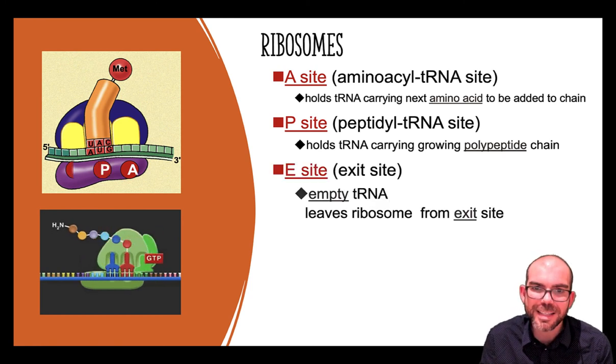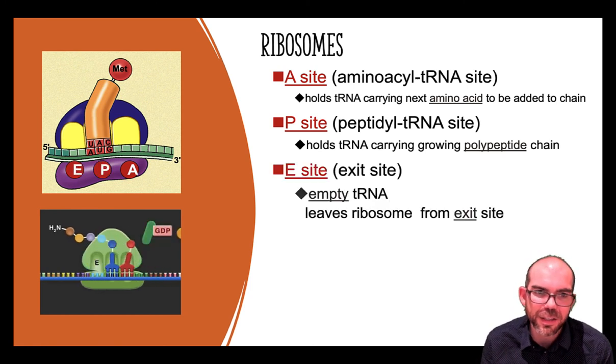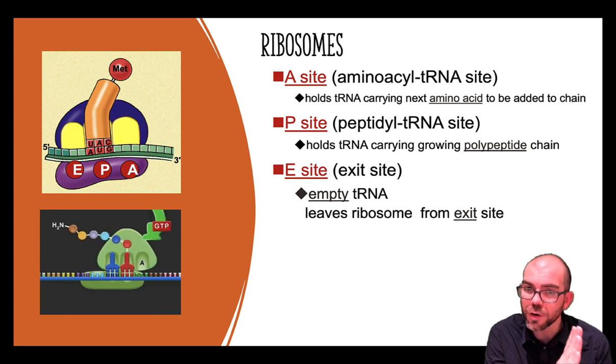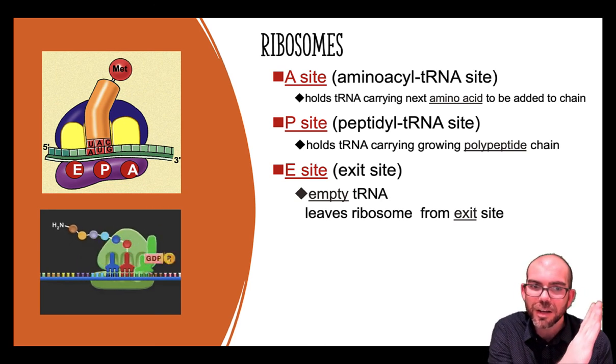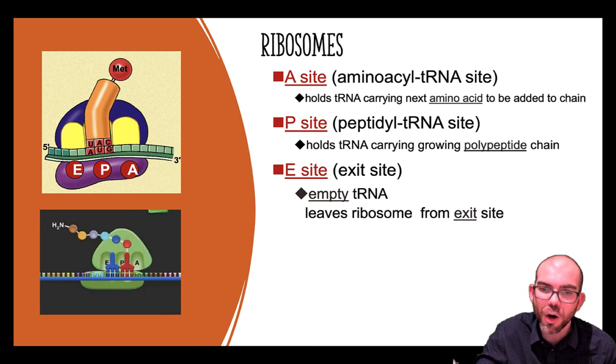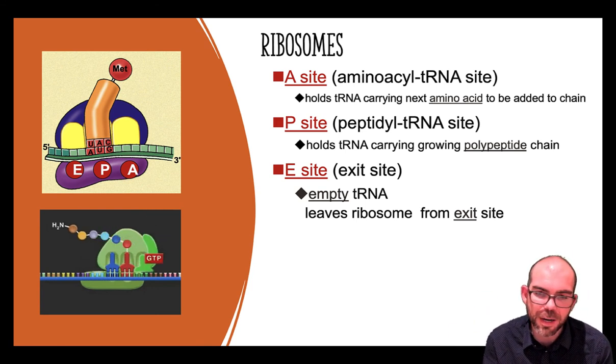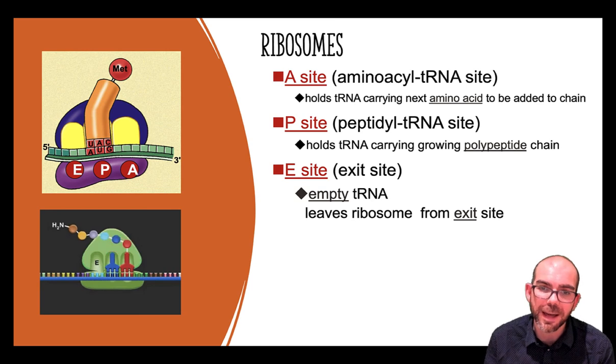Our last site is the E site, or the exit site. This is where the tRNA, now empty because it dropped off its amino acid in the P site, is going to escape and go and have another amino acid attached where it can be reused again.